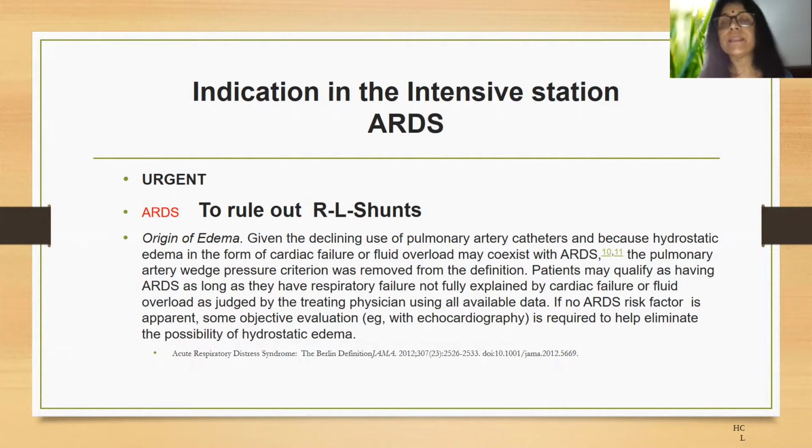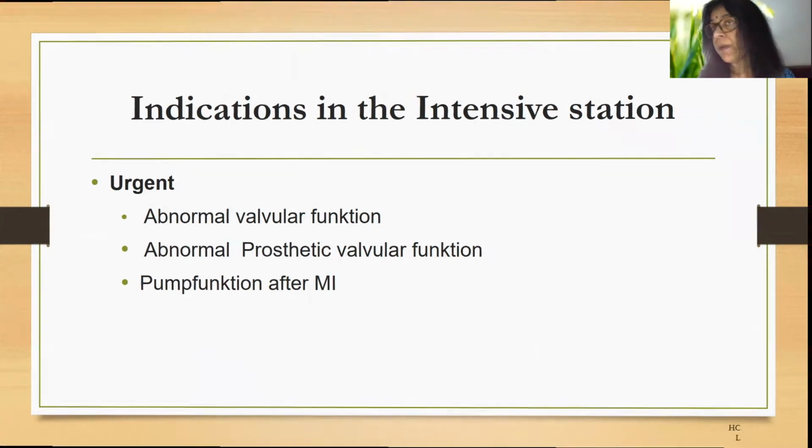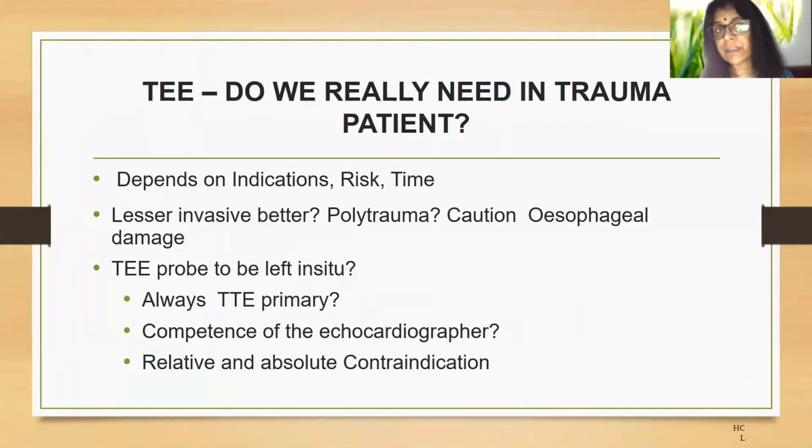And if no ARDS risk factor is apparent, then you need an objective evaluation to eliminate the cause of hydrostatic edema. And this is seen with a TEE, any echocardiography, but it is better that in the ICU, we use a transesophageal echo. Other than that, an urgent indication can be a valvular abnormality, either it can be a native valve or it can be a prosthetic valve. Other than that, a pump dysfunction after myocardial infarction or ischemia.